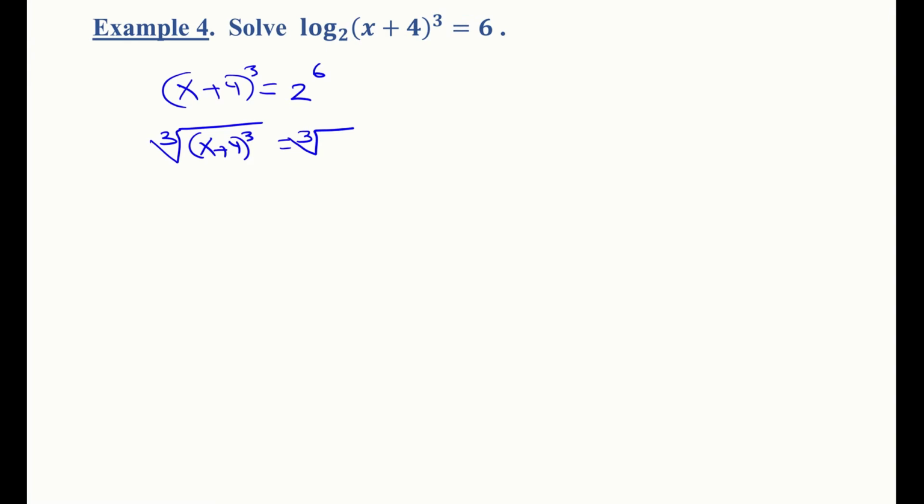Now you can leave that as 2 to the 6, or you can write it as 6 to 4, either way. So x plus 4, that's the cube root of x plus 4 cubed, equals 4, and we get x equals 4 minus 4, so x equals 0.